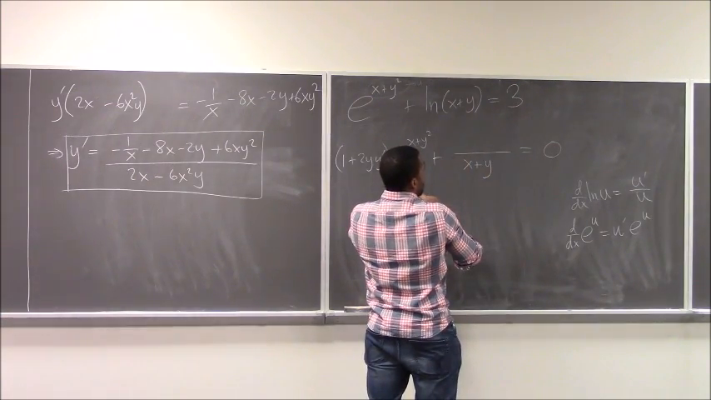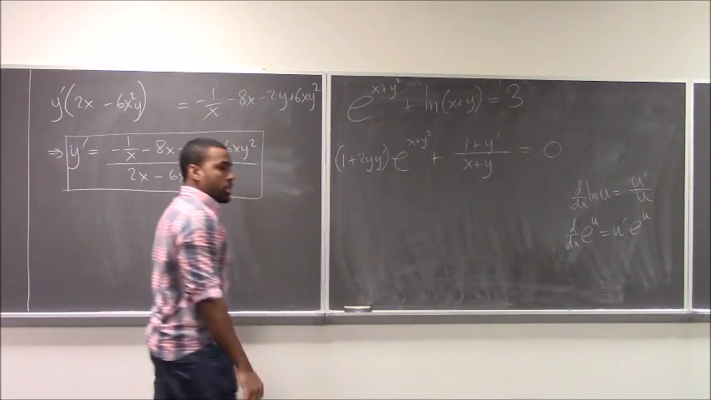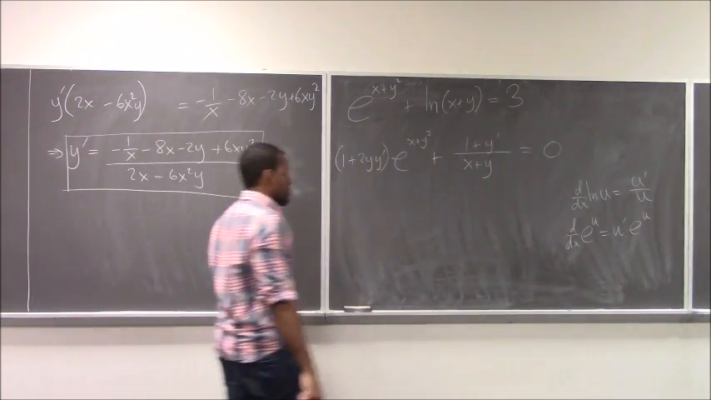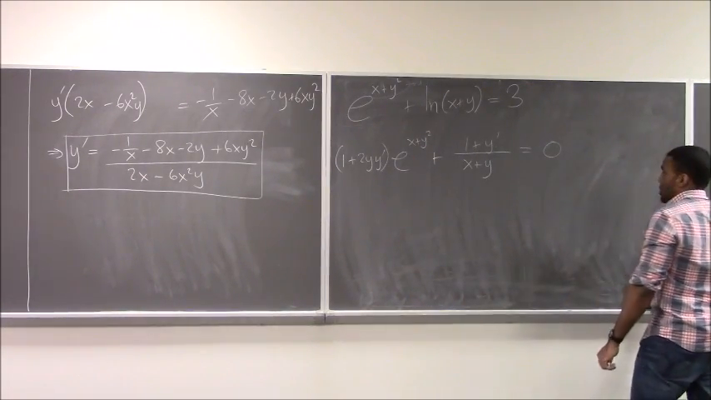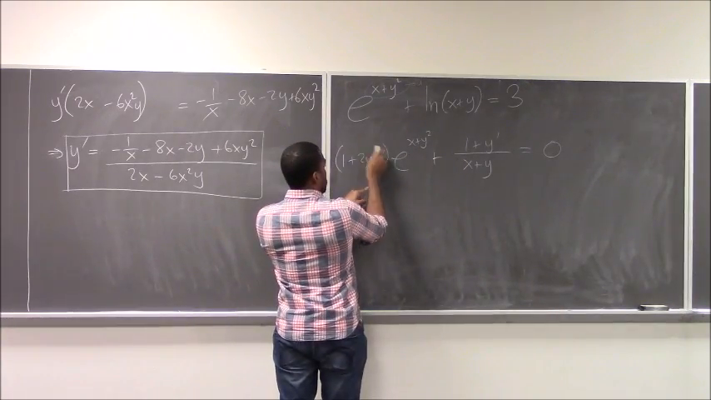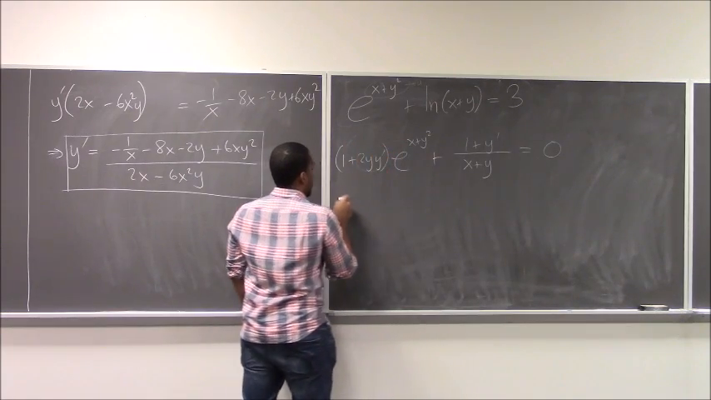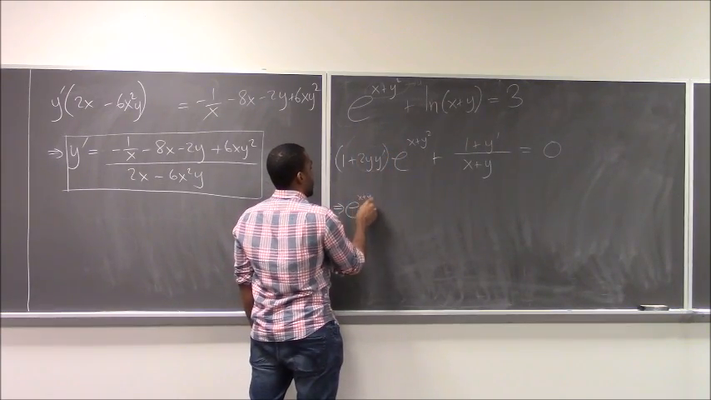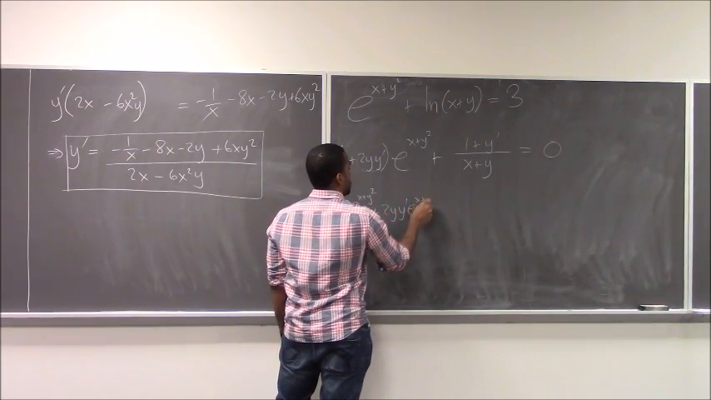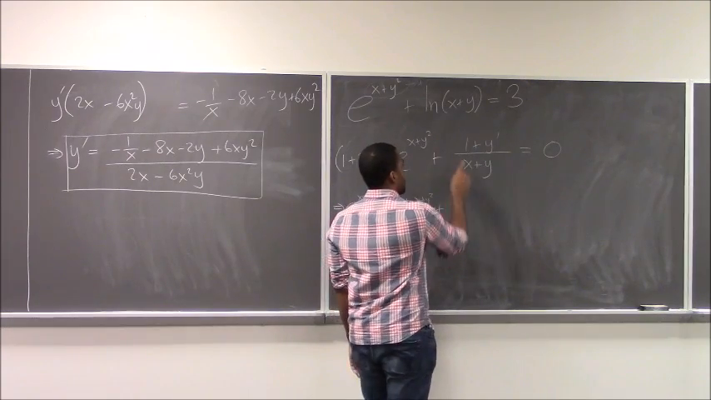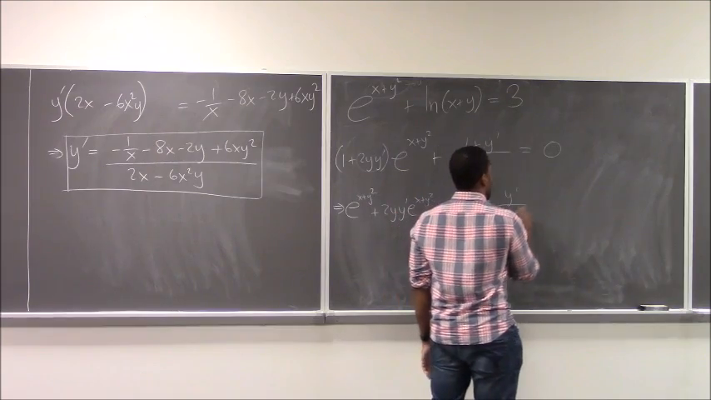What's the derivative of x plus y? 1 plus y prime. And so now the goal is to solve for y prime. Here we have one of our y primes stuck inside parentheses, so I probably want to get that out, so I'm going to distribute here. So this would mean that e to the x plus y squared, because that's times 1, plus 2y y prime, e to the x plus y squared, times that. Plus, let's split this up, 1 over x plus y, plus y prime over x plus y, equals 0.